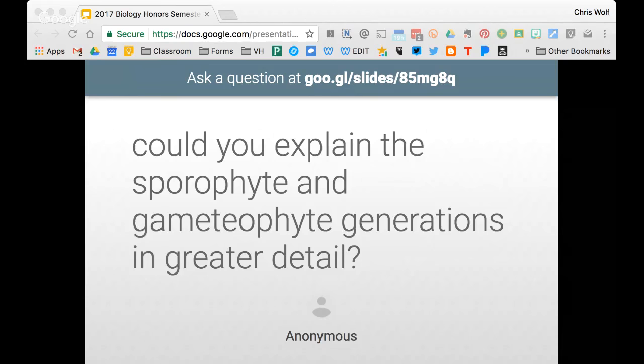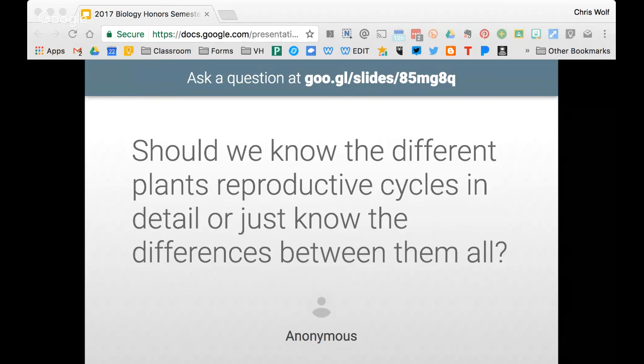I would not worry about the reproductive cycles in detail. Just know the major differences between them all, but more importantly, know the evolutionary advantages of flowering plants compared to ferns and compared to gymnosperms and compared to mosses. So knowing the reasons why they are different is more important than just knowing the differences themselves.